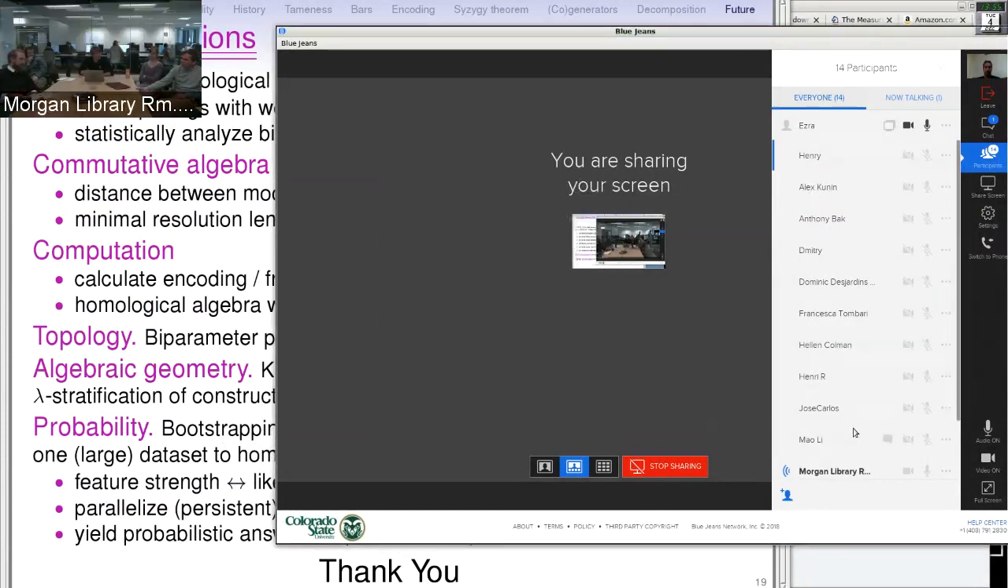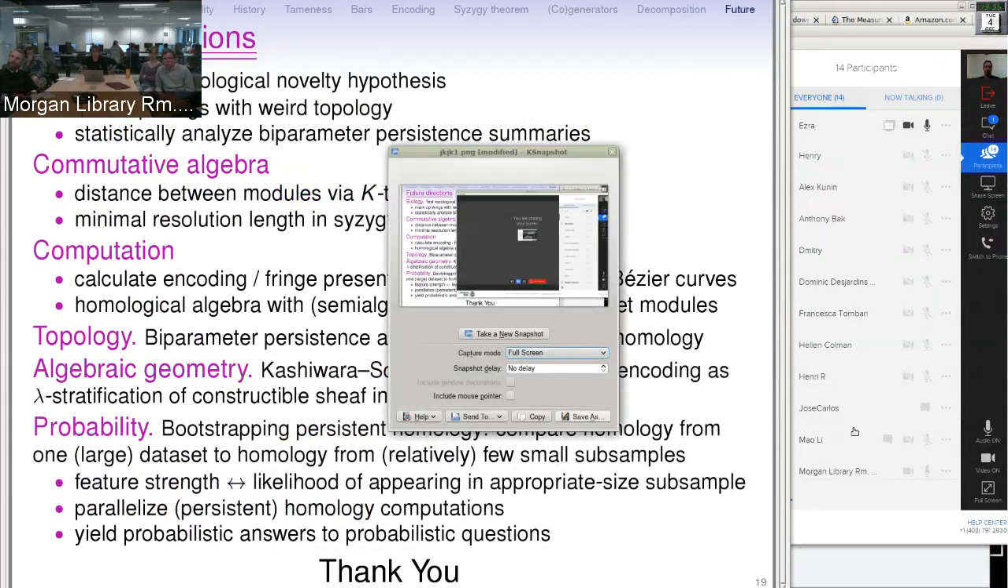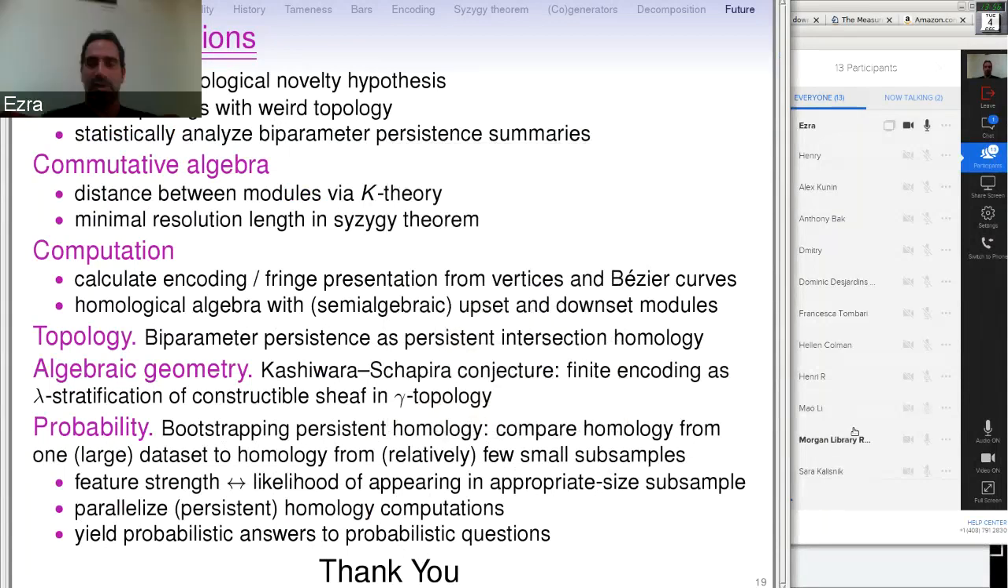I have a question. Do you have any notion of stability for these persistence diagrams? Who are you, by the way? Oh, I'm Alex. I'm at CSU, working with Amit. Okay, all right, good to know.